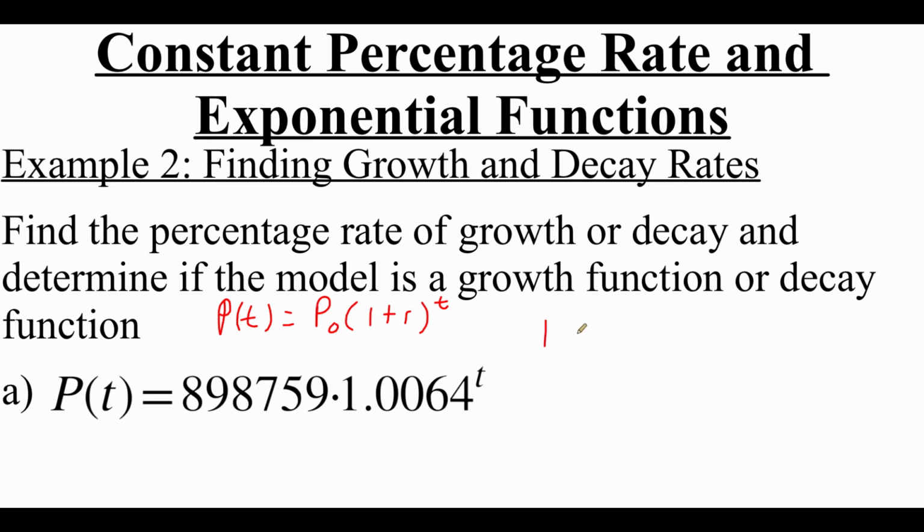So I'm going to look at that 1 plus r as equaling my 1.0064. Now if I subtract that 1 from each side, I'm going to get an r value of 0.0064, and I'm going to convert that into a percentage, so it's 0.64%. Now because our r value is positive, that means our population is going up, so this is going to be a growth function.